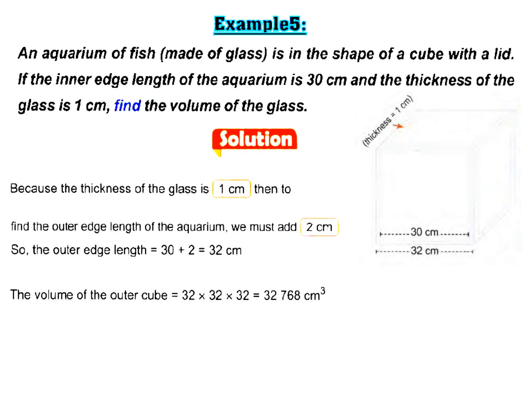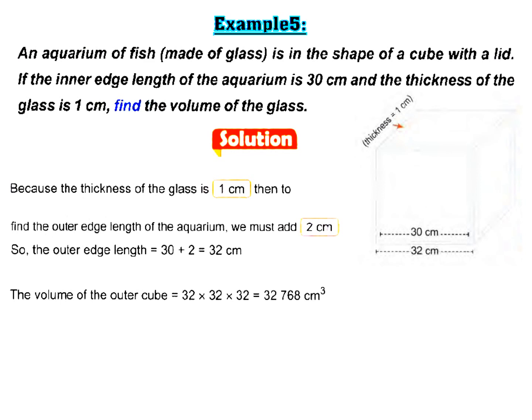The outer cube edge length equals 32. 32 times 32 times 32 by using a calculator will give me 32,768 centimeter cube. Again, I will get the volume of the outer cube by using the outer edge length, which equals 32 because I added the thickness of the glass. It will give me 32 times 32 times 32 equals 32,768 centimeter cube.